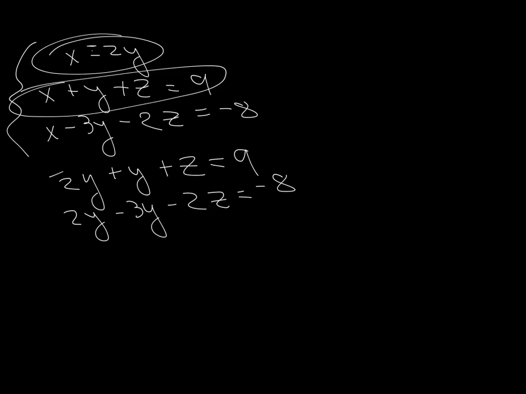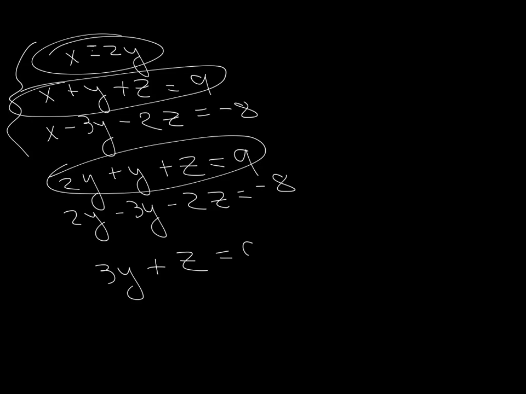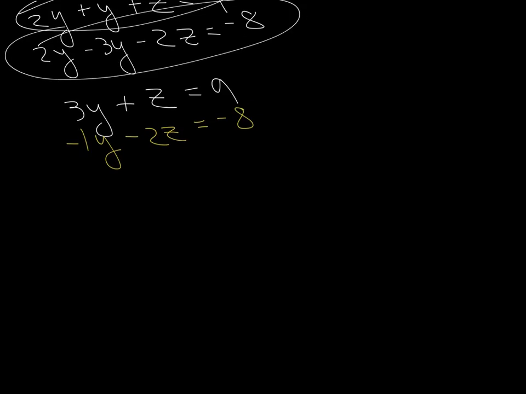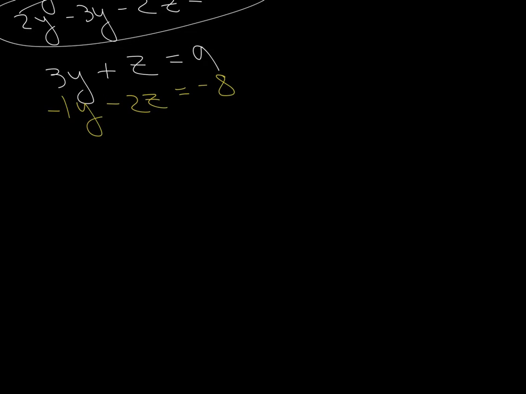And I'm going to combine. I'm going to look at this one first, and I get 3y plus z equals 9. And this one here, I'll do in yellow: 2y minus 3y is negative 1y, minus 2z equals negative 8. Okay, so let's move this up. This is really all I have to look at.